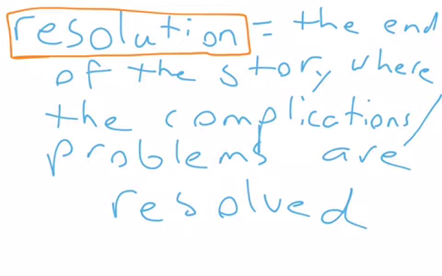And after the problem is sorted out, the last part of the story is what's called the resolution. It's the end of the story where the complications or the problems are resolved. So, spoiler alert, at the end of The Dark Knight, Harvey Dent is killed, and so not only has Batman stopped the Joker, but he has also stopped Harvey Dent, or Two-Face, from killing Commissioner Gordon's family, and that's the resolution of it. Batman stopped the bad guys, everything is okay. So the resolution is just wherever the problems are resolved.